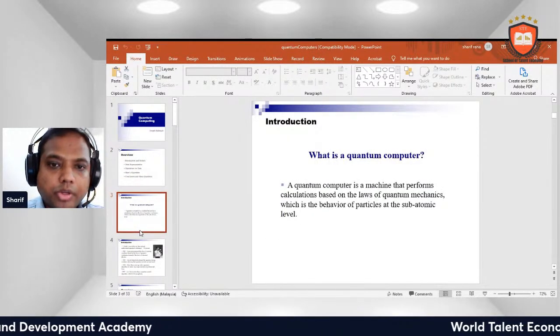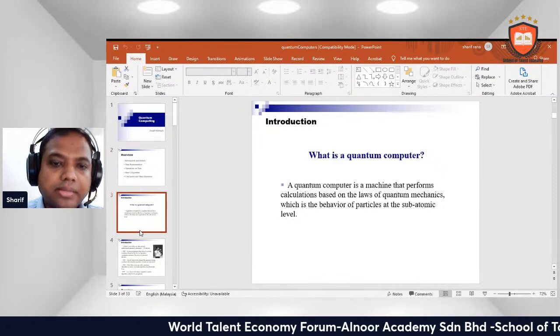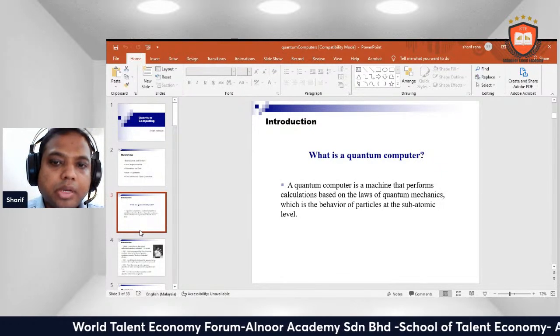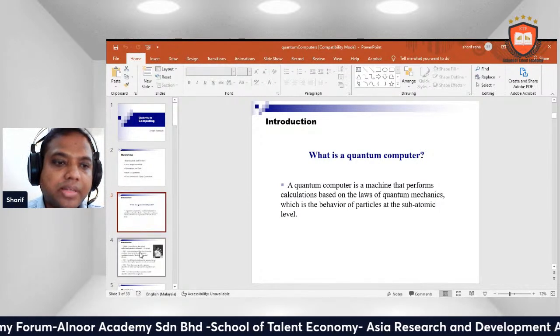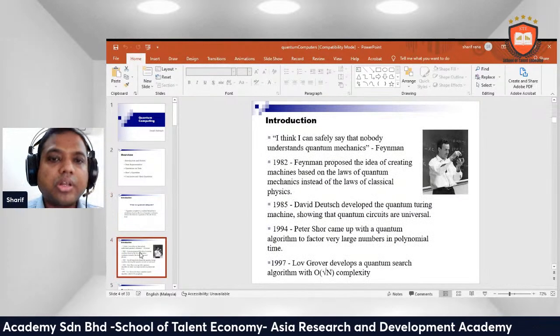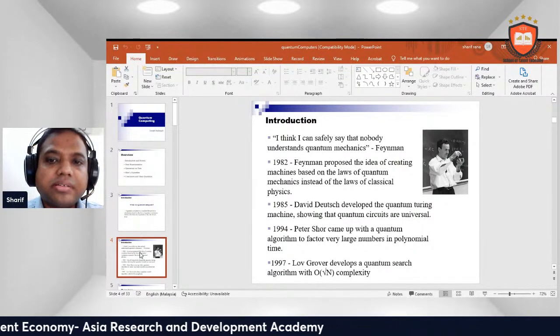What is quantum computing? A quantum computer is a machine that performs calculations based on the laws of quantum mechanics, which describe the behavior of particles at the subatomic level. Introduction: I think I can say that nobody understands quantum machines.